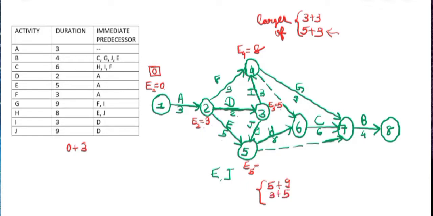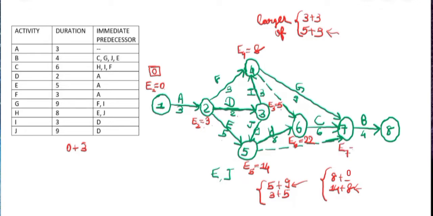Then the larger one will be 14. So we'll take that value. Next for E6, again 2 arrows are connected. So one is E4 plus dummy activity will have no resources, so it will be 8 plus 0, and the another one is 14 plus 8. So we'll take the larger one, which is 14 plus 8, that is 22.